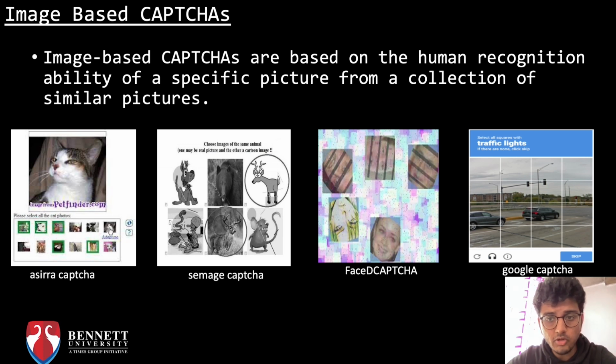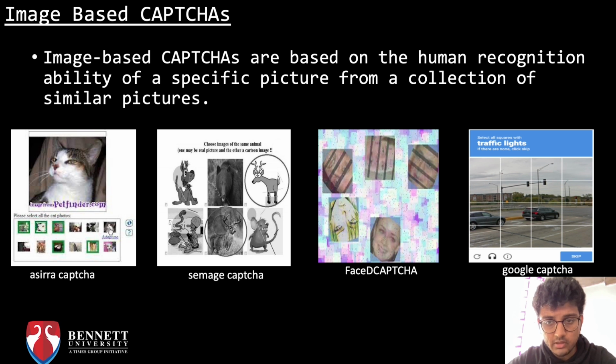Image-based CAPTCHAs. Image-based CAPTCHAs are based on the human ability to recognize a specific picture from a collection of similar pictures. It is difficult for any robot to recognize the content of the pictures, whereas the human user can do that easily. There are various implementations of image-based CAPTCHAs. Asirra CAPTCHA. The Asirra CAPTCHA asks the user to select all the photographs with cats out of 12 photographs. This type of CAPTCHA was the first attempt at an image-based CAPTCHA.